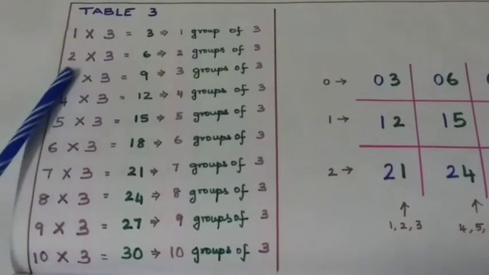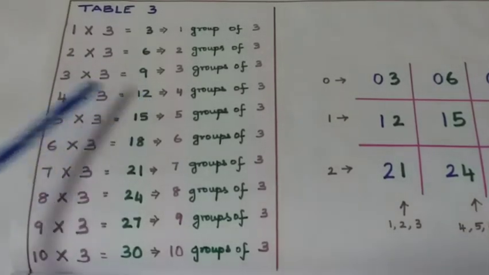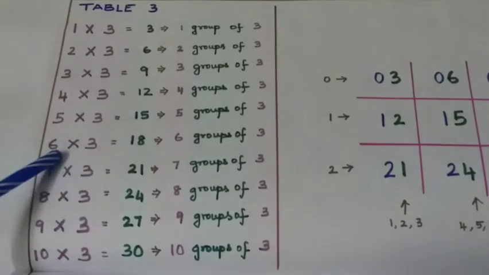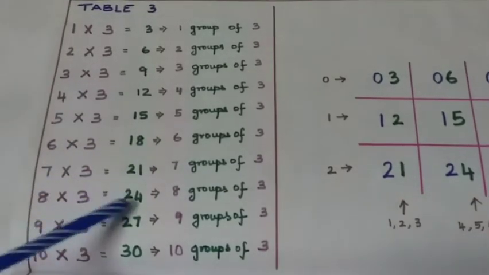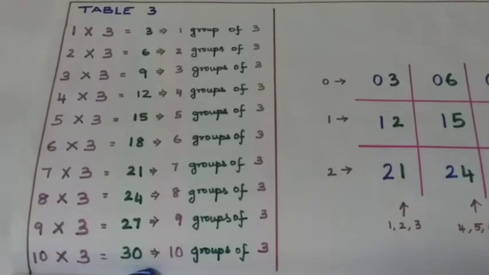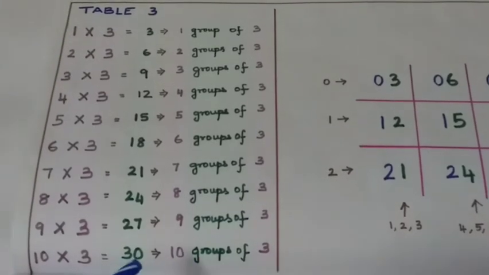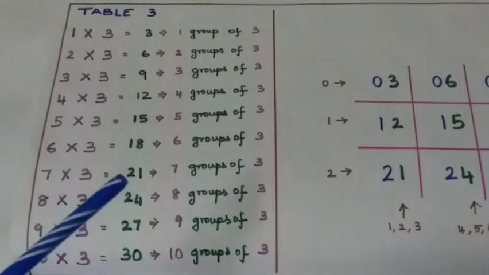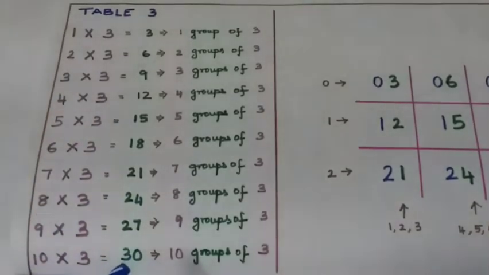1 threes are 3, 2 threes are 6, 3 threes are 9, 4 threes are 12, 5 threes are 15, 6 threes are 18, 7 threes are 21, 8 threes are 24, 9 threes are 27 and 10 threes are 30. So the child should be able to read the table correctly, and once they learn Table 3, they should be able to recite it without any mistake.